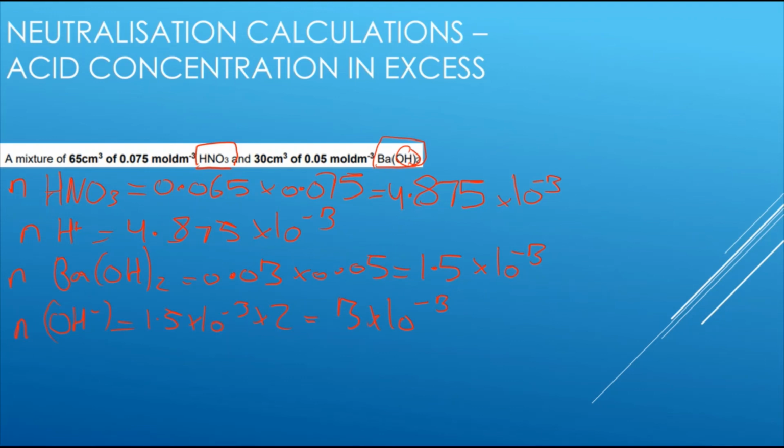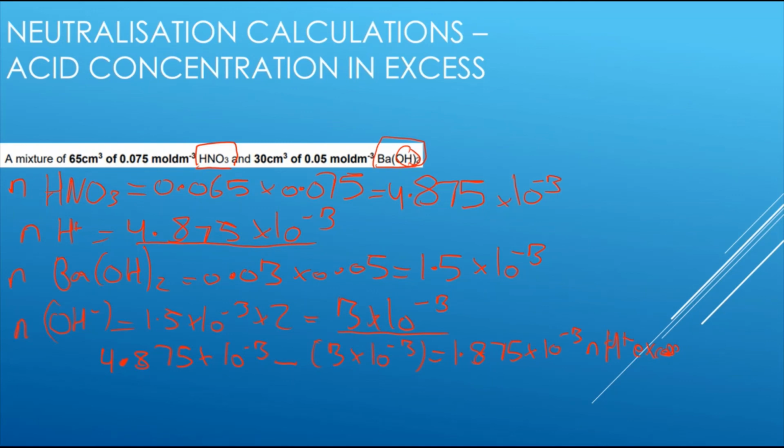So then I would work out if it's acid or base in excess. For this it would be acid in excess, because we have 4.875 times 10 to the power of minus 3, and then 3 times 10 to the power of minus 3. So I would work out how many moles I have in excess of this acid. I would just do 4.875 times 10 to the power of minus 3 minus 3 times 10 to the power of minus 3, which gives me 1.875 times 10 to the power of minus 3. This is the moles of H plus in excess. So this is what we use to work out our pH.